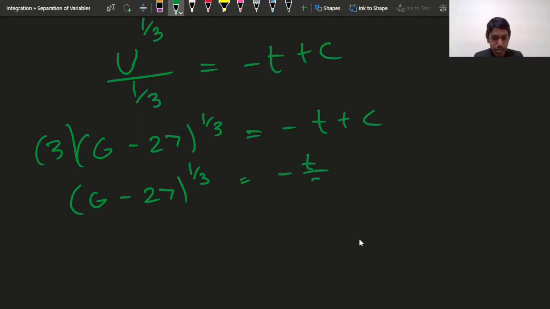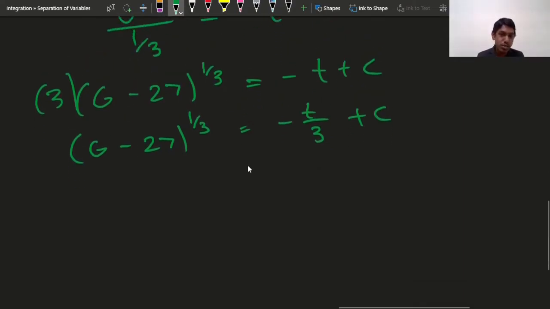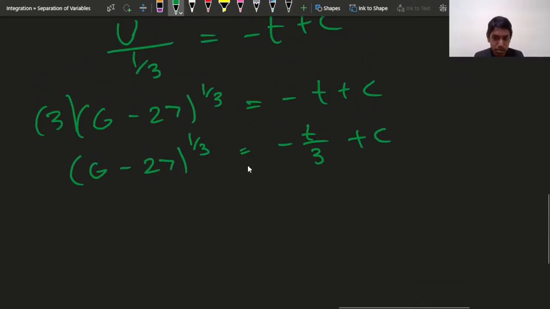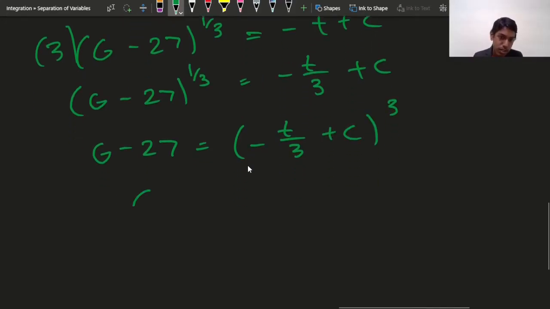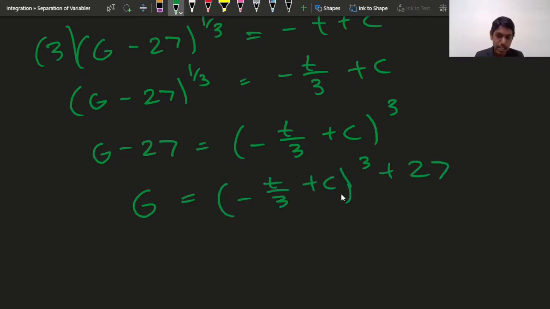I like how they neatly avoided even roots. If it was even roots, then we might have a little bit of a problem isolating G, but now we have an odd root, so we don't have to worry about that. And then we're going to cube this expression. So G minus 27 equals that value cubed. And then all you have to do is drag the 27 over to that side.